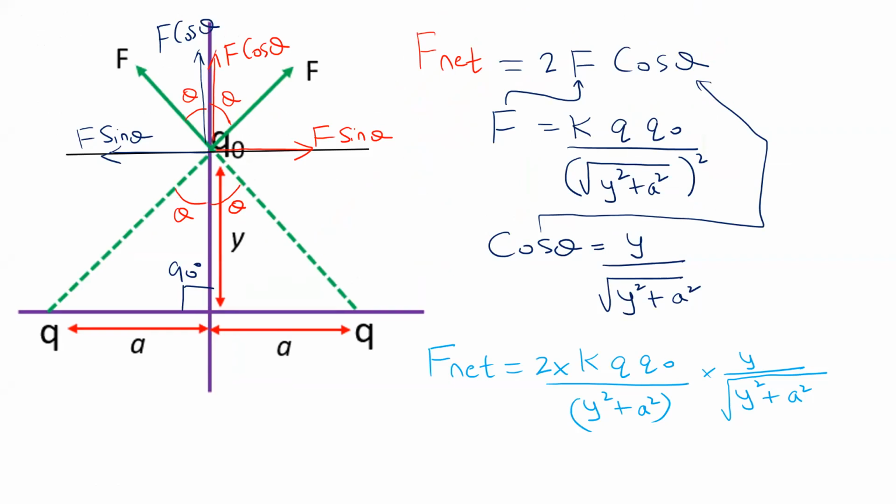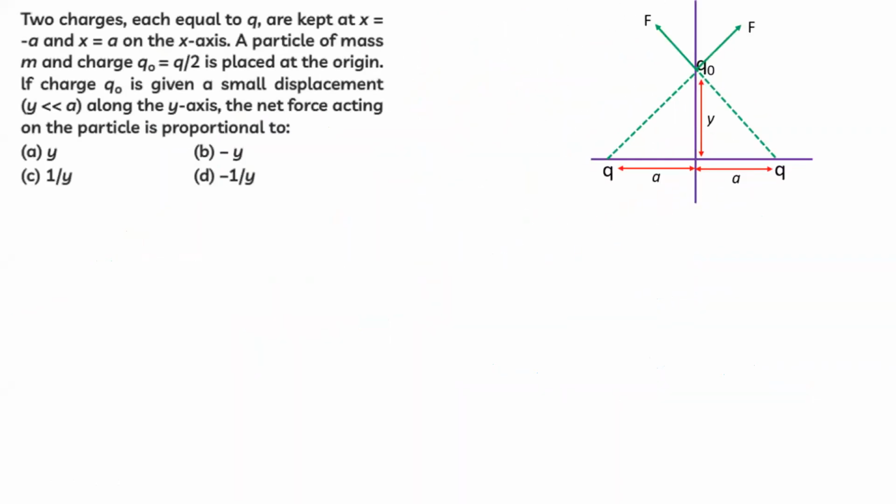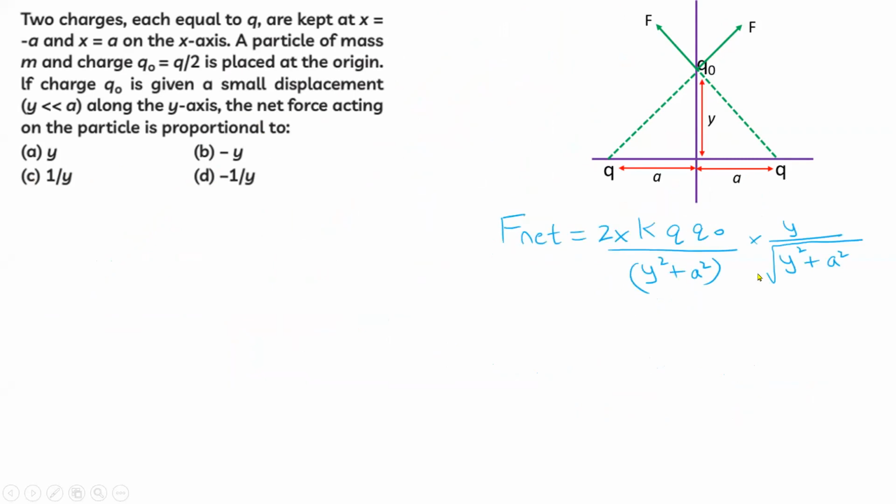Now, if we go back to the original question, we had to figure out which of these parameters given in the options the net force is proportional to. And the net force which we found was this particular expression. Now, none of the options matches because this expression looks a bit complicated. That's where we have to use this data. They have given that the displacement y is very small. Y is very small as compared to a.